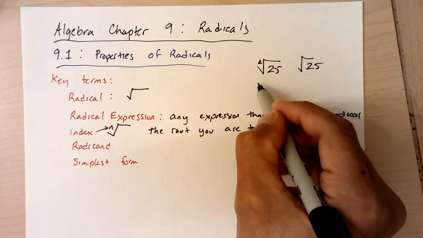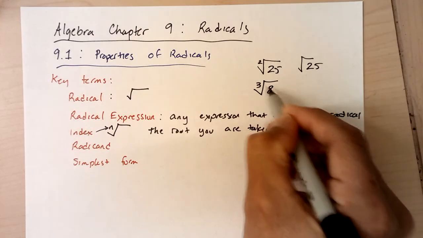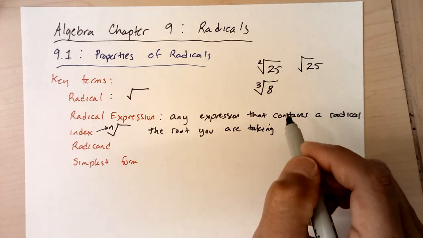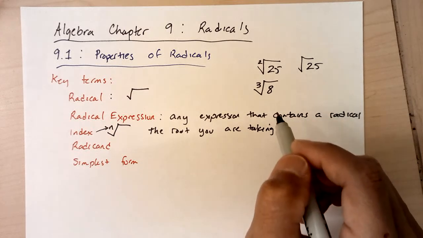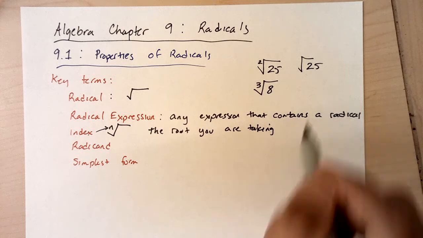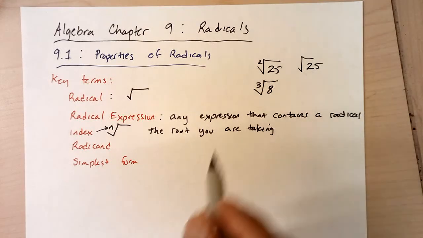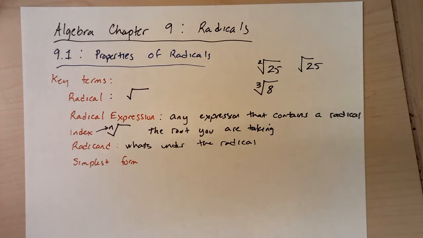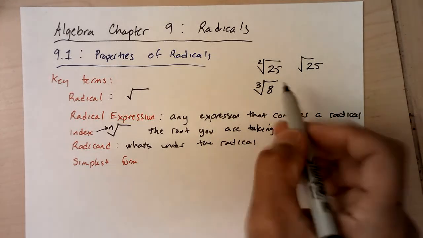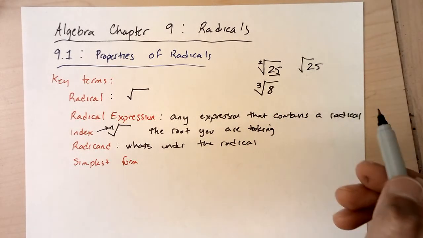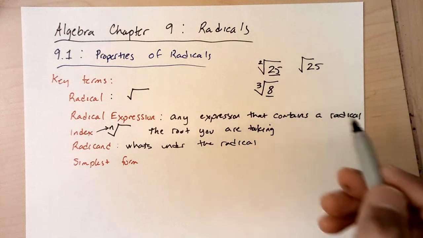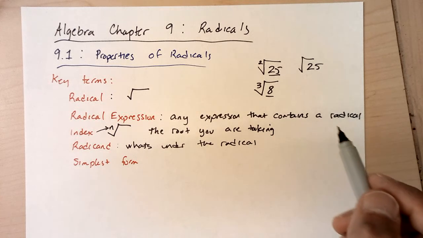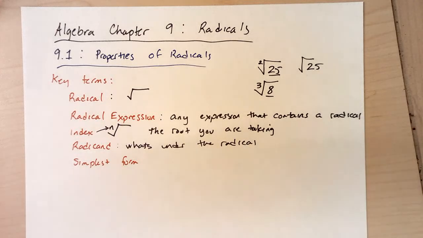Sometimes you could take other roots. If I had something like this, it's the cube root of 8. In other words, you'd be looking for what number you cube, or raise to the third power, that would equal 8. But this is the index. It's also the root that you're taking. And then the radicand is what's underneath the radical. So in this example here, 25 is the radicand. 8 is the radicand. It's whatever's underneath the radical. Sometimes you could have a variable expression as well.